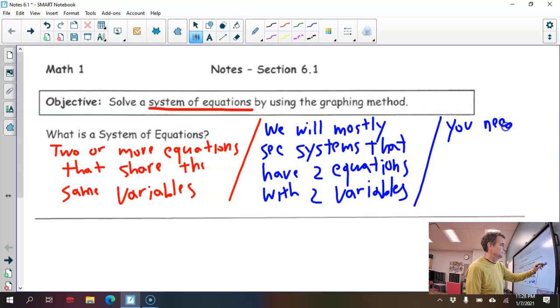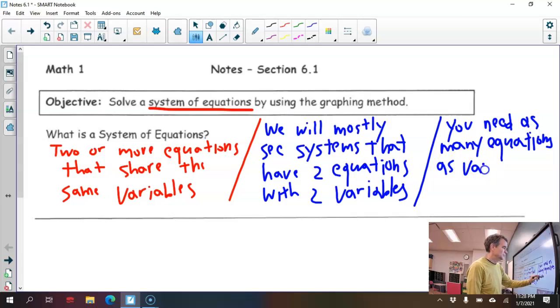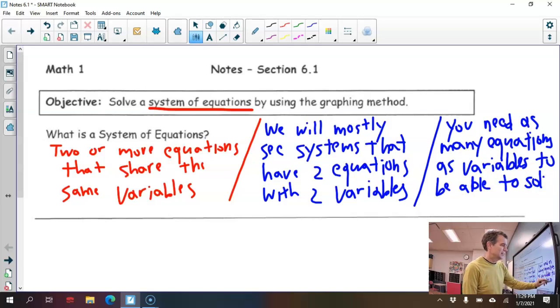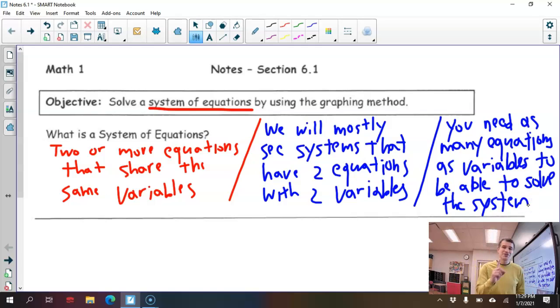You need as many equations as variables to be able to solve the system. For instance, if I had a system with only one equation and two variables, I wouldn't be able to solve it. You got to have as many equations as you have variables if you're going to solve the system.